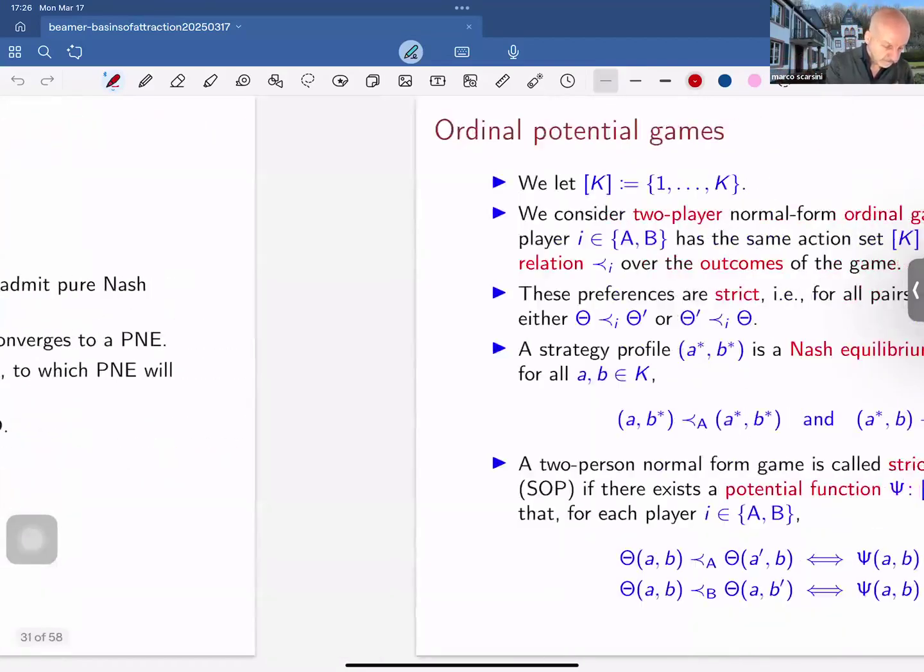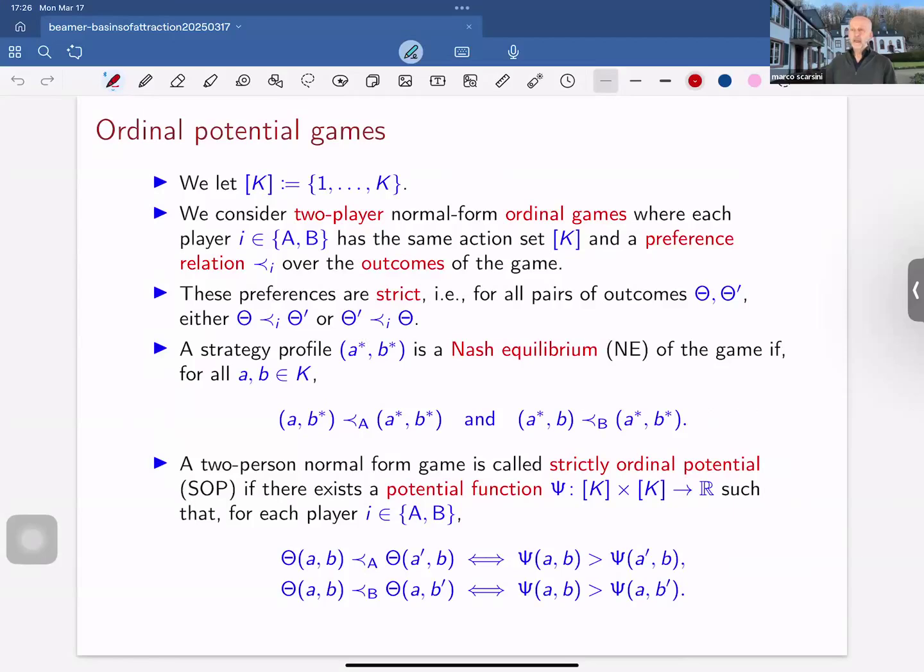Okay, so let's formalize what I said in words in the previous slide. The framework that we consider is very similar to the framework of these people in Oxford. Namely, we're looking at ordinal games, so games such that players have preferences over outcomes. And these preferences are strict. So for any two outcomes, each player can say that the first is better than the second, or vice versa. Okay?